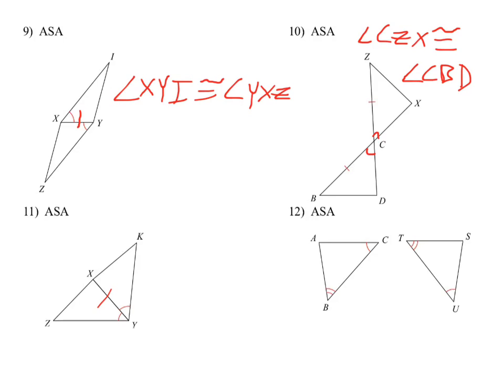On 11, again, we can add our tick mark because they have a shared side by the reflexive property. And now we have a side and angles. We need the angles on the other side of that segment to match up. So we need angle YXK and angle YXZ to be congruent.